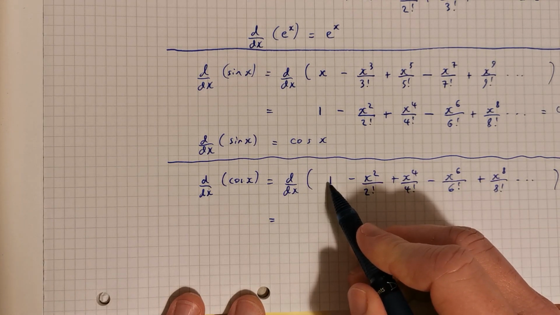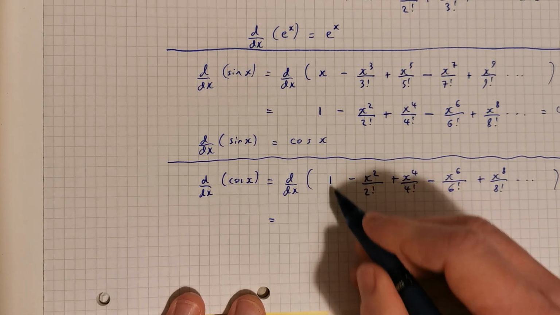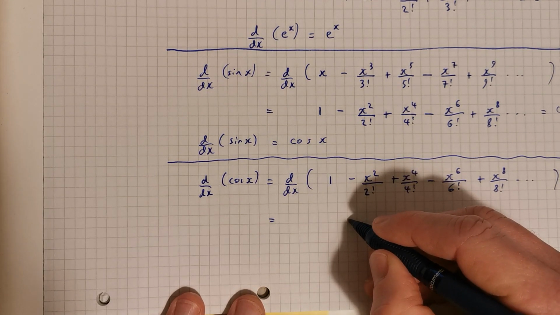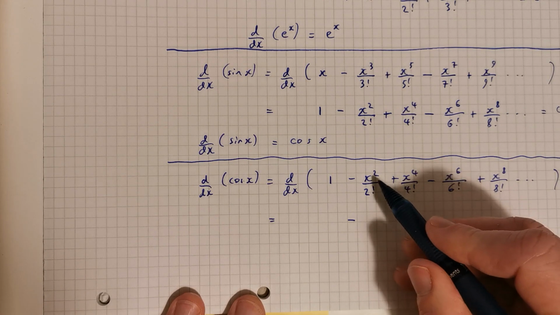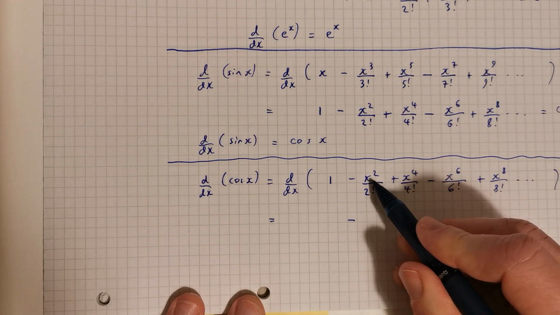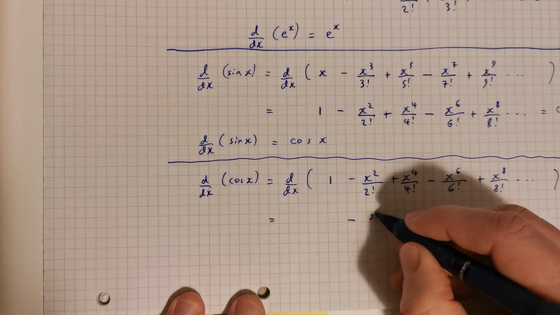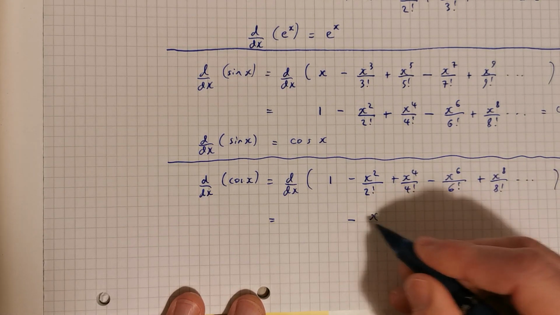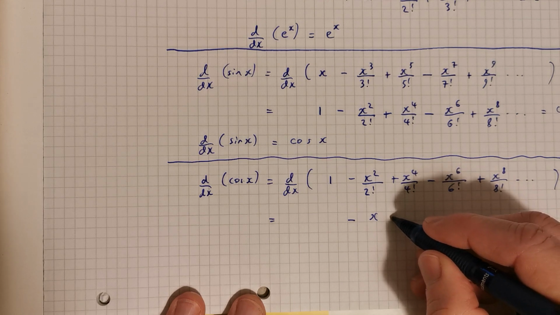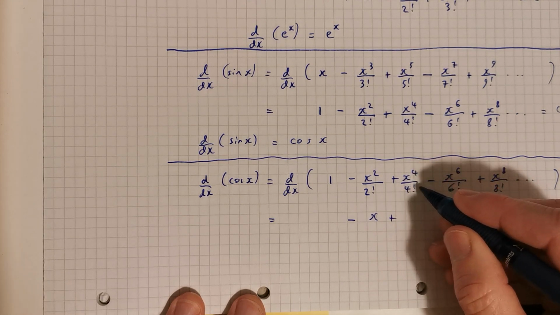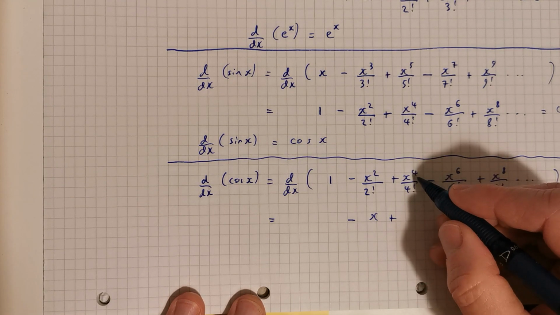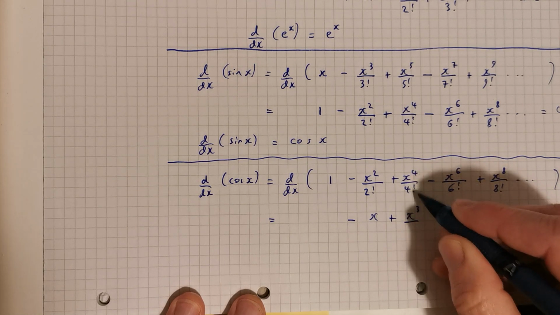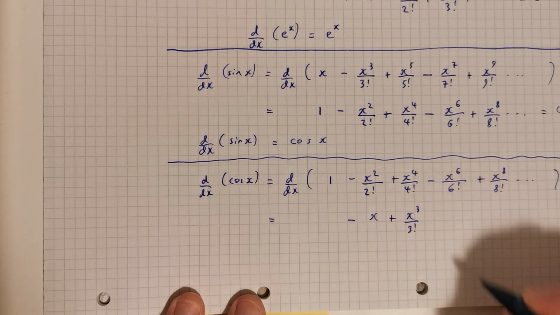The derivative of 1 with respect to x is 0. The derivative of any constant is always 0. And then we have a negative. And again, applying our rule here, we're going to decrease the exponent by 1. That's x to the power of 1 over 1 factorial, which is just x. So we get a negative x there as our first term. And then plus x to the power of 4 over 4 factorial. Well, for the derivative, we reduce the exponent by 1, x cubed, and reduce the factorial by 1, 3 factorial.